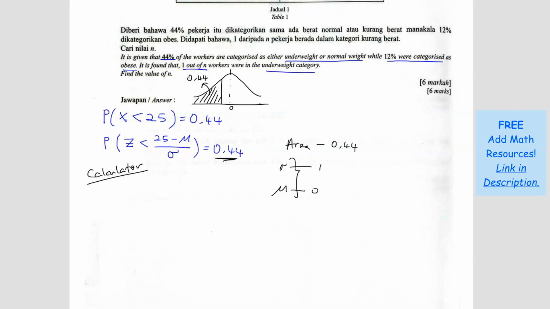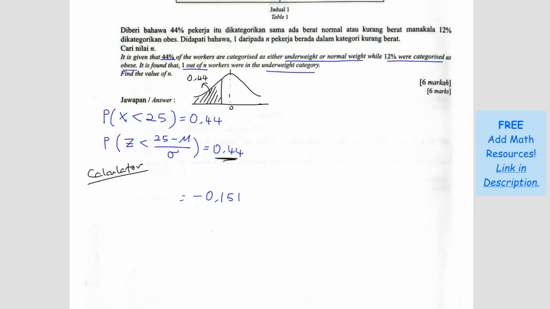I'm using the Classwiz calculator, the FX570EX, for those who are also using a calculator. Just key in 0.44 in the area section, and you can leave the rest. When you click equal, you should get a negative answer. The calculator gives you the negative answer straight away, so you don't need to convert it. If you use the table, you have to convert it yourself. The calculator gives you negative 0.1509, rounded to negative 0.151.